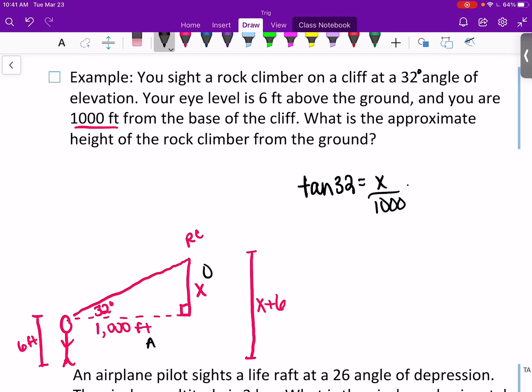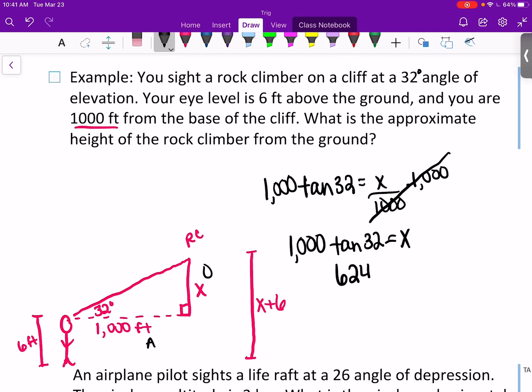So I need to multiply by 1,000 on both sides to solve for X. 1,000 divided by 1,000 is 1, so those cancel. So X is just equal to 1,000 times the tangent of 32 degrees. If you type that into your calculator, you should get 624.9 feet approximately.